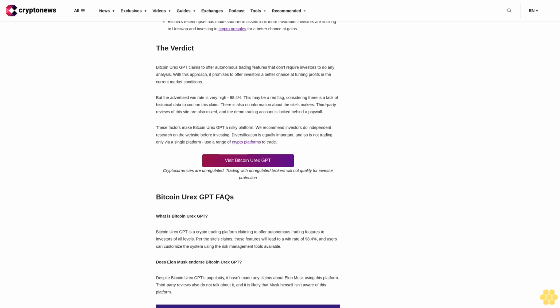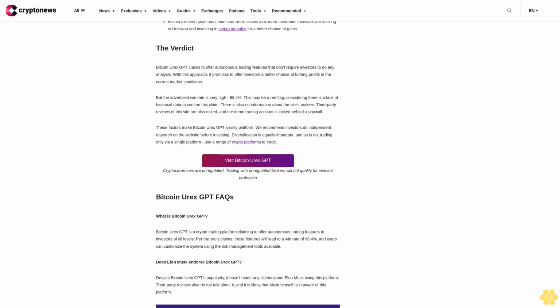The verdict. Bitcoin Urex GPT claims to offer autonomous trading features that don't require investors to do any analysis. With this approach, it promises to offer investors a better chance at turning profits in the current market conditions. But the advertised win rate is very high, 98.4%. This may be a red flag, considering there is a lack of historical data to confirm this claim. There is also no information about the site's makers. Third-party reviews of the site are also mixed, and the demo trading account is locked behind a paywall.